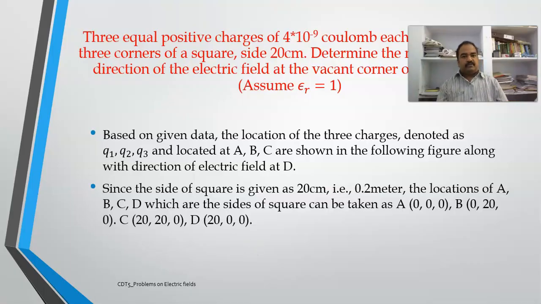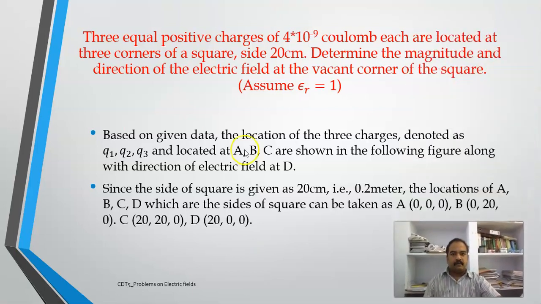Now, moving on to the first problem. The first problem states that three equal positive charges of 4 nanocoulomb each are located at three corners of a square with a side 20 centimeters. Now you are supposed to determine the magnitude and direction of the electric field intensity at the vacant corner of the square.